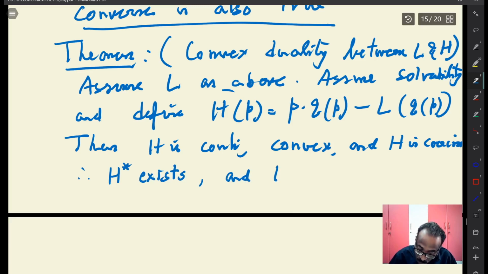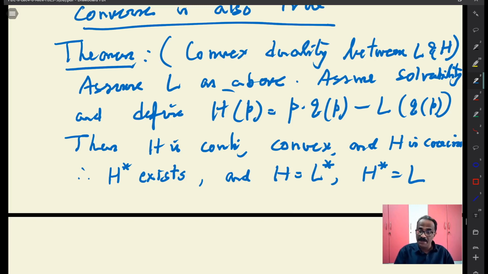This you already know. H is equal to L star, that you know already, and H star is L. So you will get back your L. L is defined, you get H is equal to L star, which you already proved. But I am saying that H also satisfies the similar properties of continuity, convexity, and cohesivity, and hence you get H star you can define, and that H star will be L.